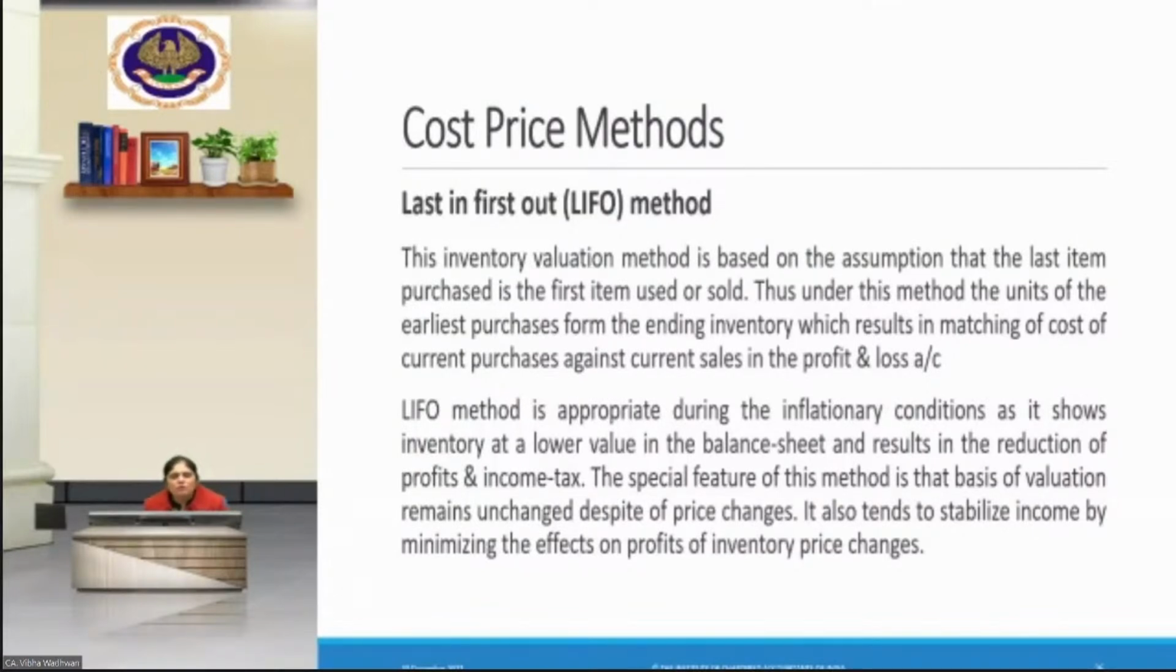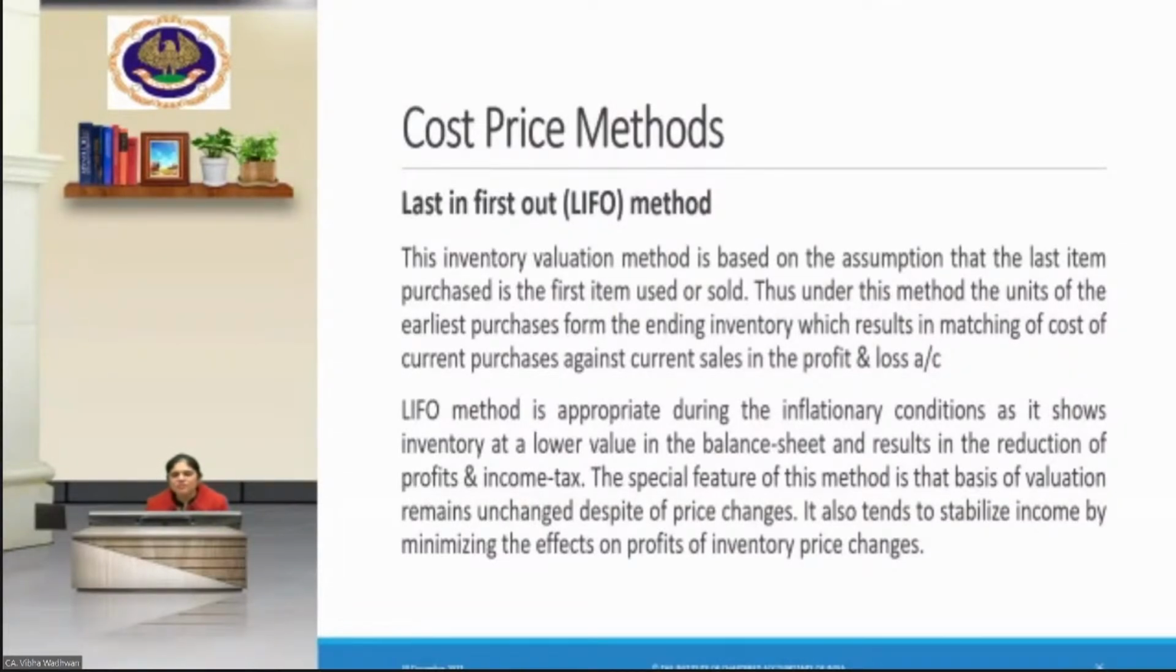So closing stock will be at the lowest value, and there is a reduction of income, profits, and consequently income tax. Why? Because the cost of production will be at the highest prices. Clear? The cost of production is at the highest price because I'm issuing the materials which are part of the latest purchases. So the cost is high, of course the profits are going to be lower. And if the profits are lower, the income tax also becomes low. This is basically the significance of LIFO.